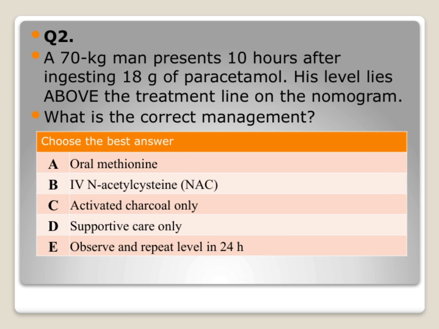Other options like oral methionine or activated charcoal alone aren't sufficient in this context, especially given the high level and the delayed presentation. Supportive care alone might be necessary, but isn't enough as a primary intervention when the level is above the treatment line. Observing and repeating levels in 24 hours is also important, but immediate NAC administration is crucial here. So, the correct management in this case is IV N-acetylcysteine, which is represented here as option B. It's the standard, evidence-based approach for cases like this, where the risk of liver damage is high.